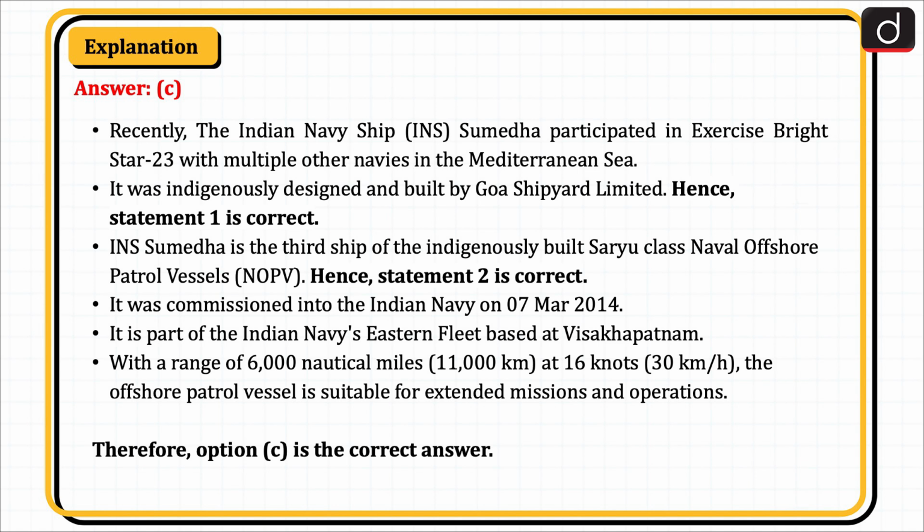With a range of 6,000 nautical miles, that is 11,000 km at 16 knots, the offshore patrol vessel is suitable for extended missions and operations. Therefore, option C is the correct answer.